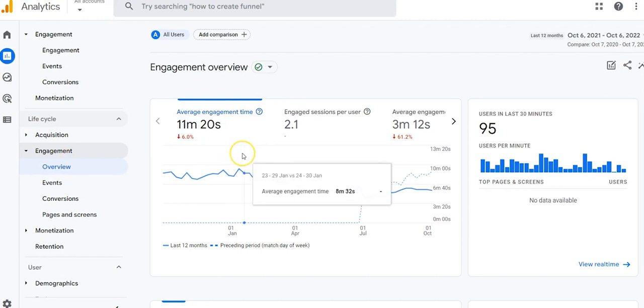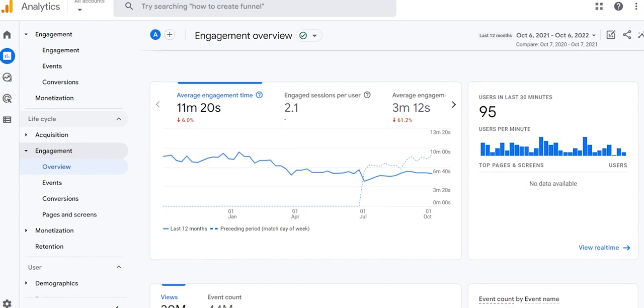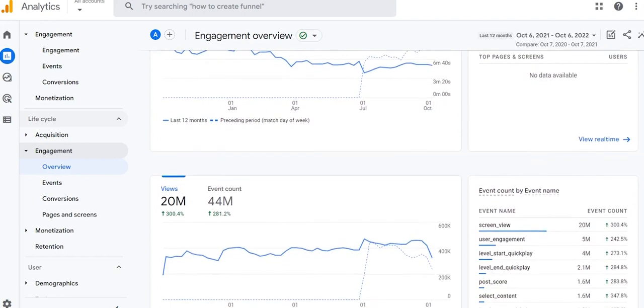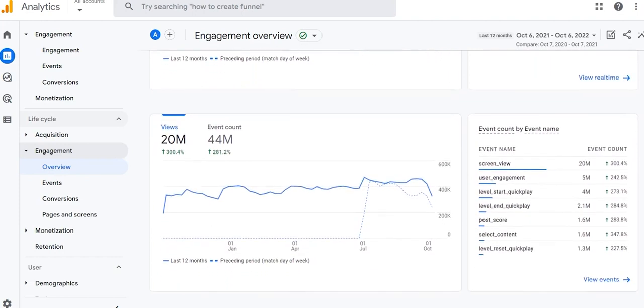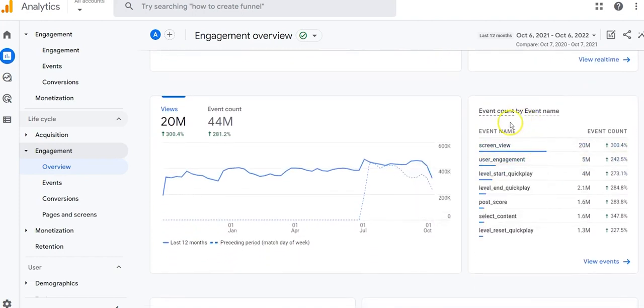So the question is, what's more useful for us as we're looking at an app? How much time they spend in each session, or how much time over time they spend playing the game. Both of these are important. And we can look deeper into events, conversions, and pages and screens. I'm going to leave that up to you to look in deeper if this is your project. But it is nice to see some of the things that are happening and the different events that are named.